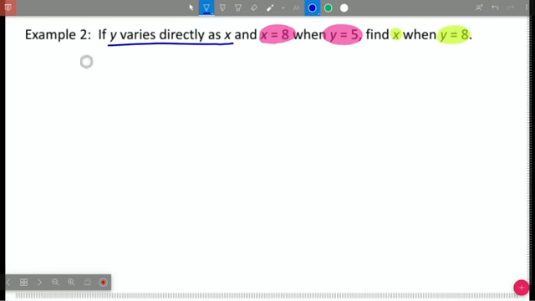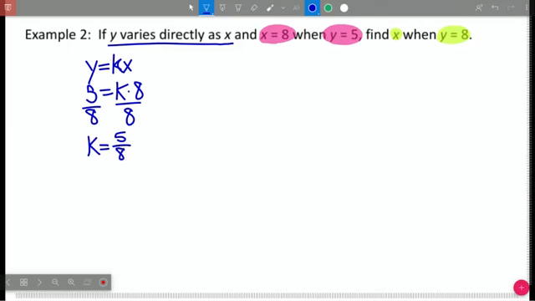So let's start off by using our direct variation equation, y equals kx. We're going to input our first x and y values. So we're going to input 8 and 5 in for x and y. And we're going to solve for k by dividing by 8. You can just leave that a fraction. That's 5/8. Again, now that we know what k is, we can rewrite that equation. Instead of y equals kx, we can now write this as y equals 5/8 x.